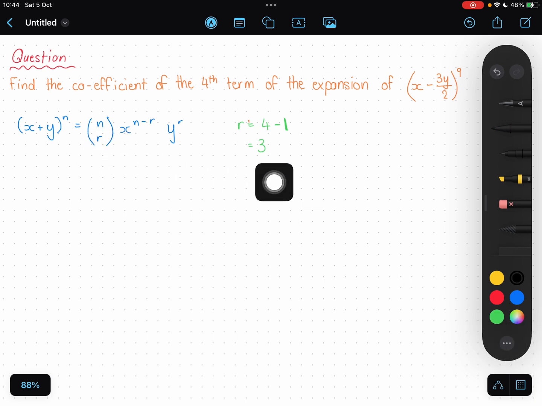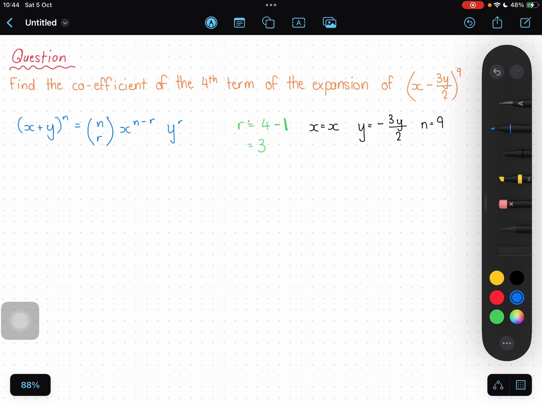Okay, if you want, you can also write out over to the side what you're going to be filling in for x. Every time there's an x here, I'm going to be filling in the first term from my bracket, which was an x. And every time there's a y in this expansion, I'm going to be filling in the second thing from my bracket, which was a minus 3y over 2. And then finally, n, I'm filling in the power that was on the bracket, which was 9.